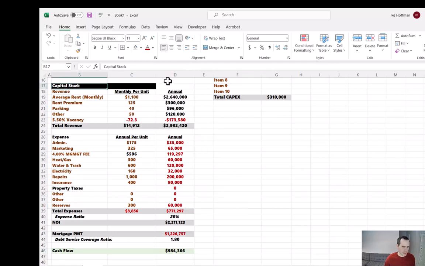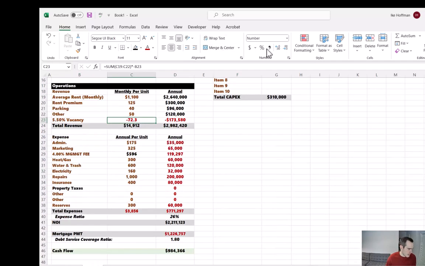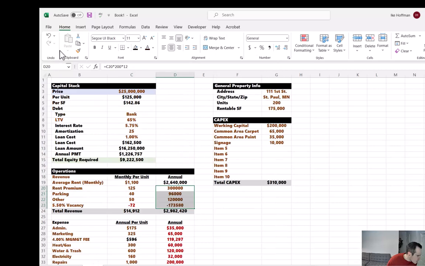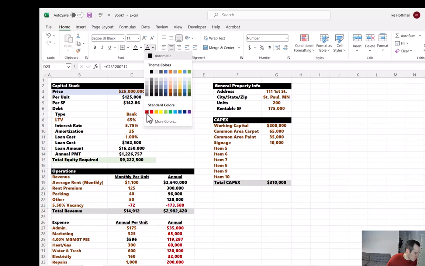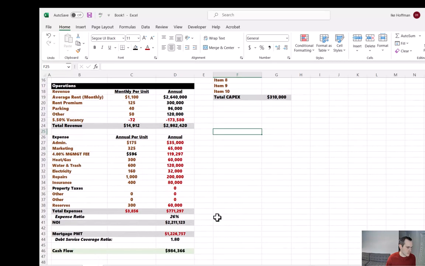And this is not capital stack information. It is our operations. And just because I'm anal, I will extend the formatting out through column D. And I don't like this decimal place here either. And now I just want to make a few quick adjustments to the formatting and everything to be perfect. And now let's move on to property taxes.